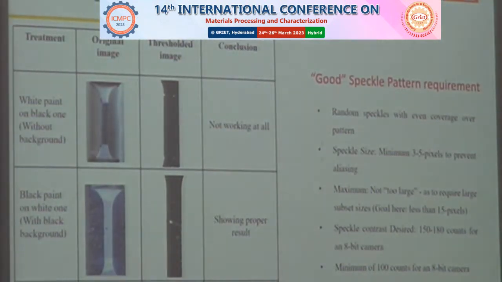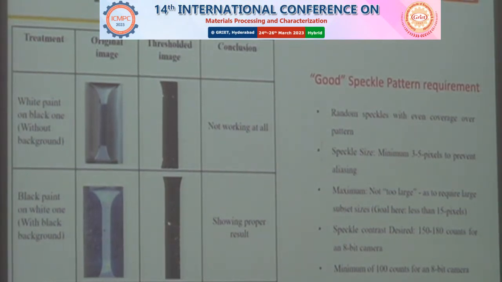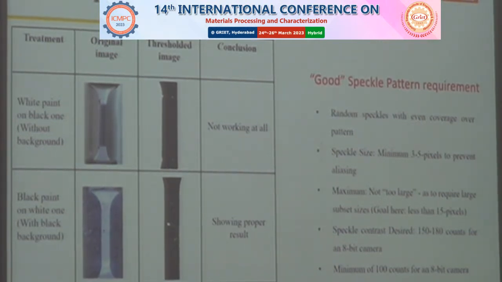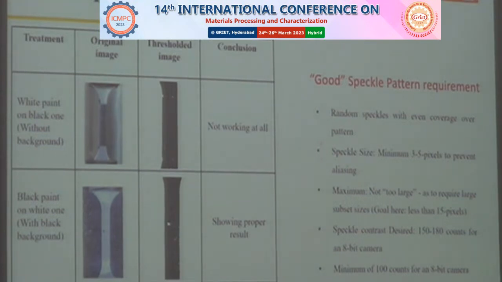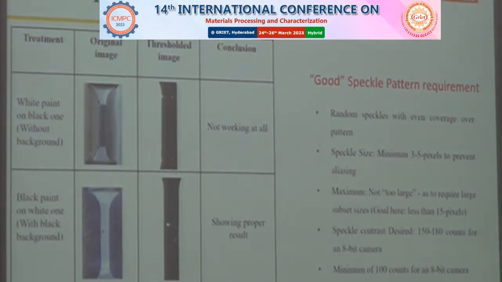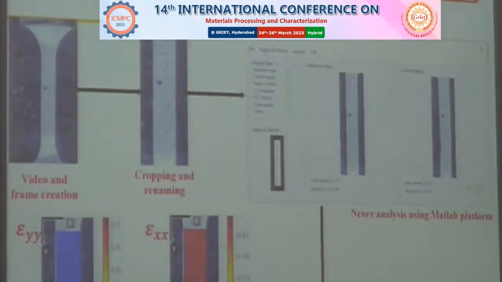This is what is called a speckle pattern. What people will do is they will sprinkle white and black paint over the specimen and create a speckle pattern like this. This speckle pattern is very important. How you apply your speckle pattern will decide the results of strain measurement. There are some good practices for applying the speckle pattern, you can refer.